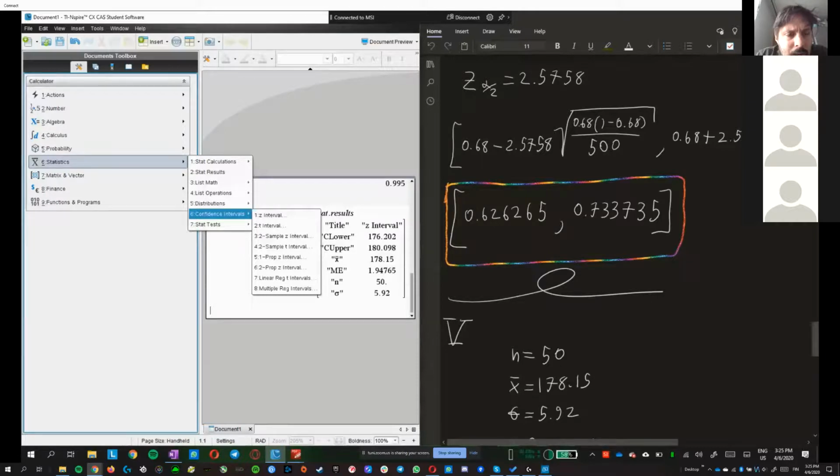This doesn't seem to have the variance interval. So this doesn't seem to give you the possibility to calculate the confidence interval for the variance. Because this has the Z distribution, the T distribution, and then you have these regression intervals. We don't talk about regression here, but this doesn't seem to have the one for the chi-squared statistics.